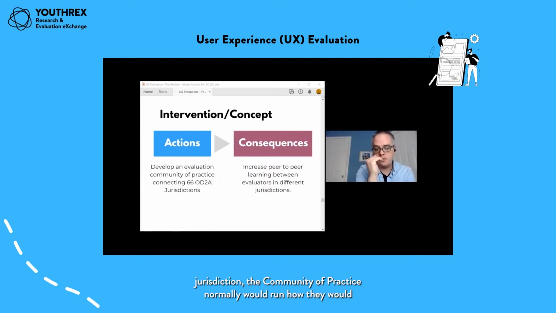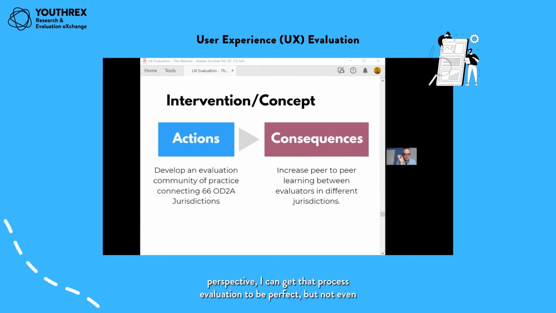The community of practice, how they would normally do it, is to develop a community by saying, okay, we're going to connect all these. Can you get all 66 jurisdictions to attend community of practice webinars? But attending webinars and being connected as a peer-to-peer learning community are two different things. From a process perspective, I can get that process evaluation to be perfect, but not even really head towards the desired outcomes, without being able to have those in mind when I'm doing the design stuff.